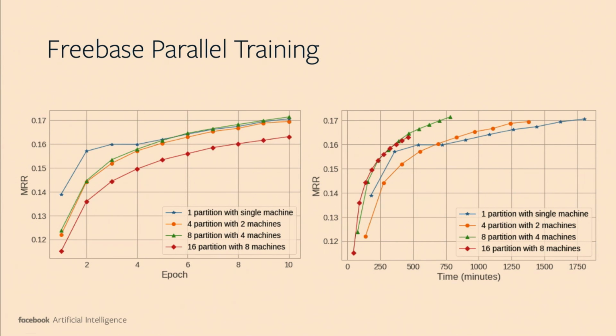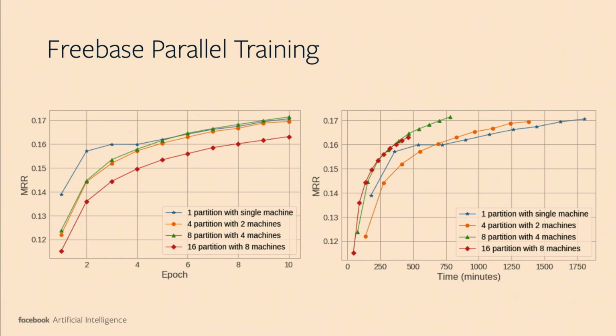Next, we look at parallel training, and the results here are more mixed on knowledge graphs, because what we find is we get reasonable parallelization up to 4 machines, but then we start to observe model degradation above that. And in general, we found that for knowledge graphs, parallel training is quite finicky for a couple reasons.